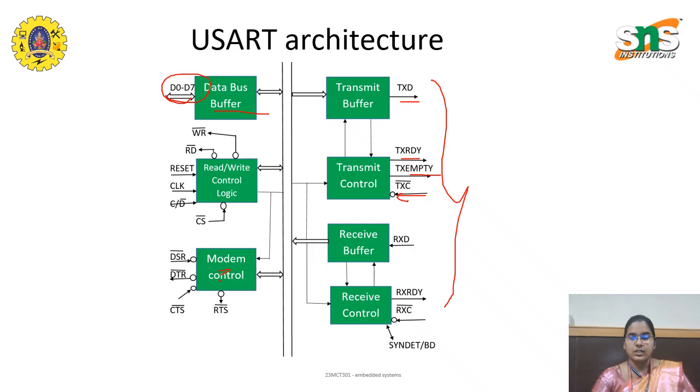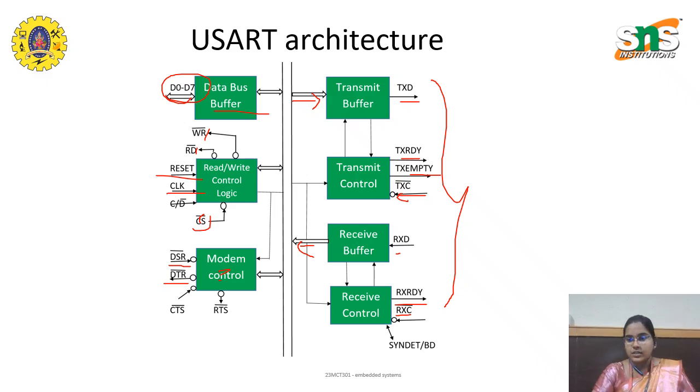Next, on the receiver side we also have the receiving option, with acknowledgement signals like receive ready, and also a receive clear signal. In modem control, we have DSR, data set ready, and data transmission and clear signals. Then we have the read option, write option, reset option, clock option, and also the control selection, that is, the signal selection. You can see the data bus, read/write and modem lines are all bidirectional, whereas for the transmitter and receiver you can see different arrow marks indicating the direction of the data flow.